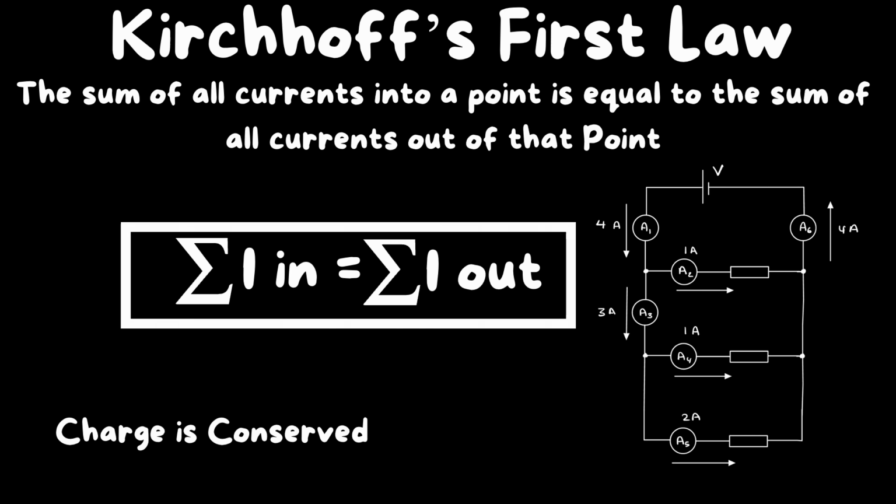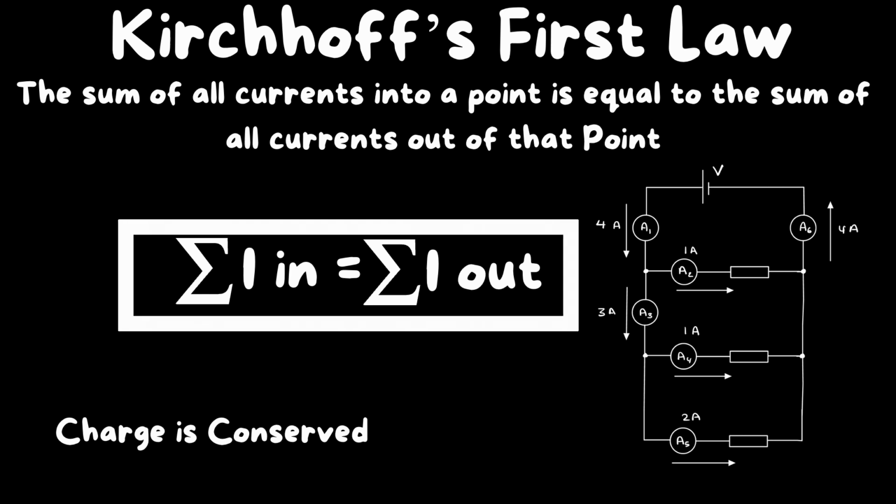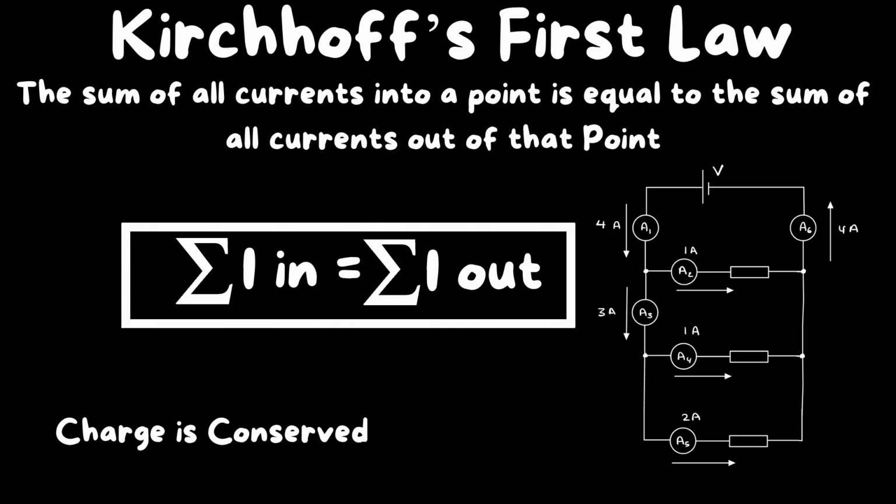So you see the total current in, which was read by A1, is the same as the total current out read by A6.